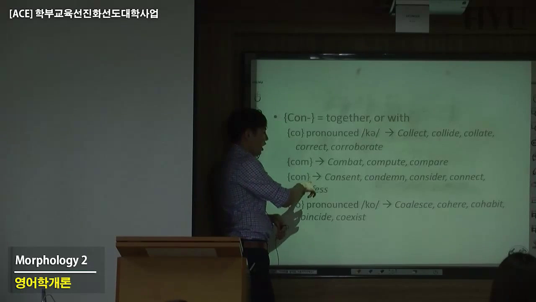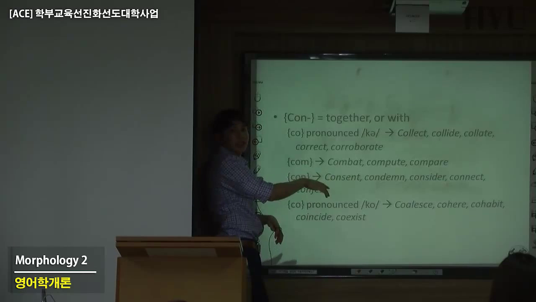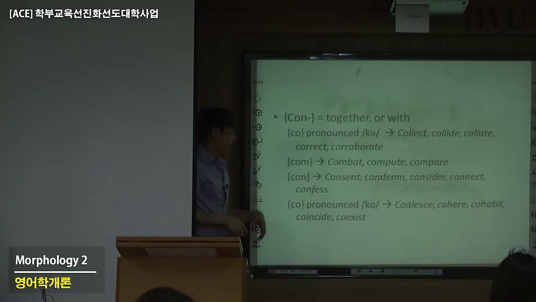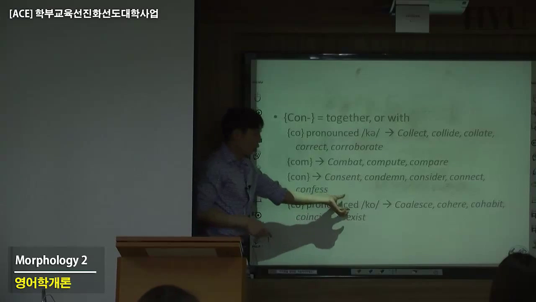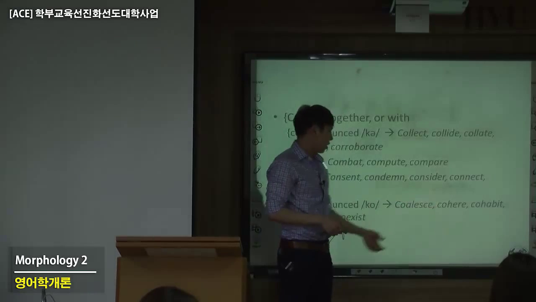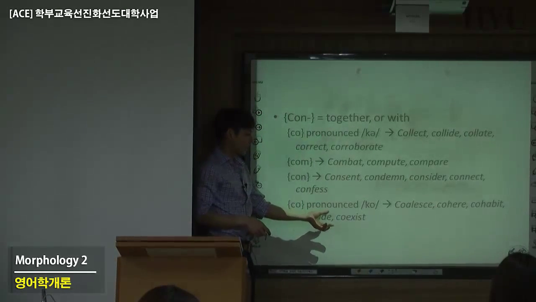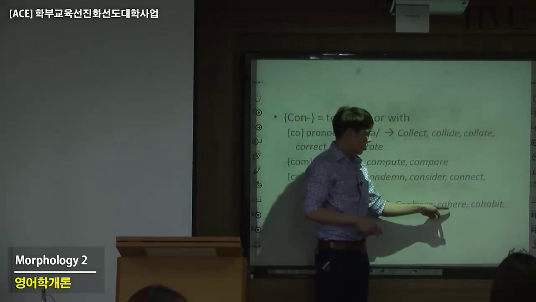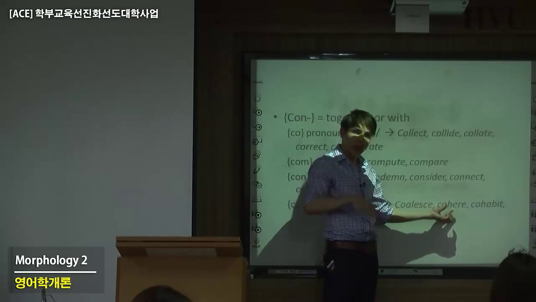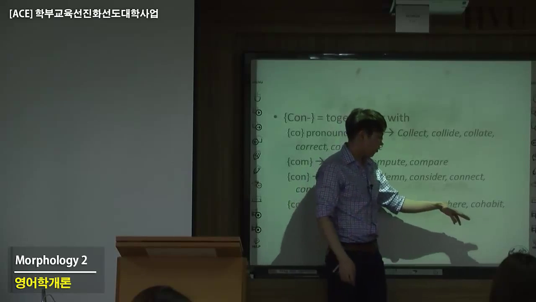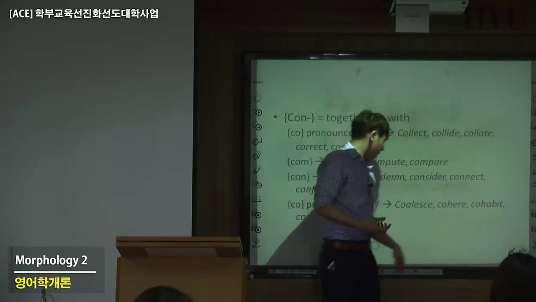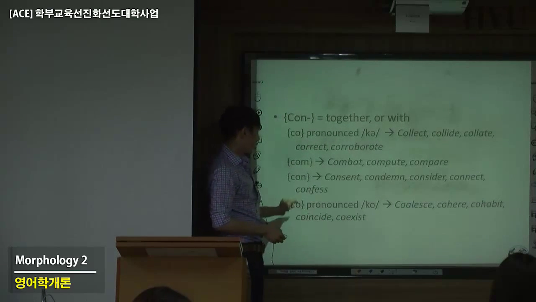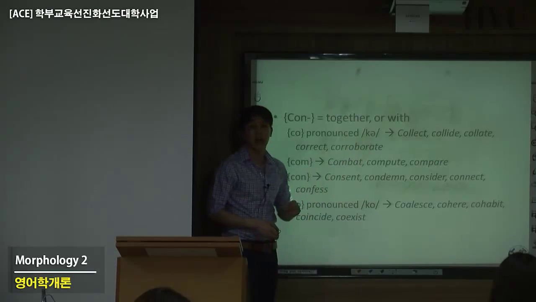And then con elsewhere. In most cases, we will have con. Okay, if not the co and com. And then finally, you have co, pronounced co, in coalesce, cohere, cohabit, coincide, coexist. Especially before vowel sounds. Coalesce, cohere, H is a kind of light sound, so it doesn't really have the sound. So cohabit, coincide, coexist, H or vowel, like that. You will have co pronounced co rather than the schwa. Okay?